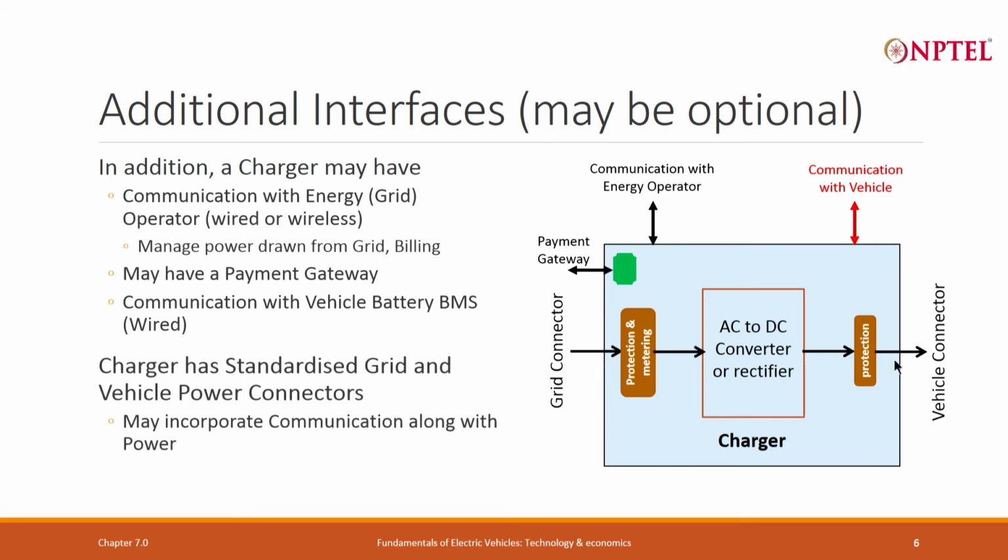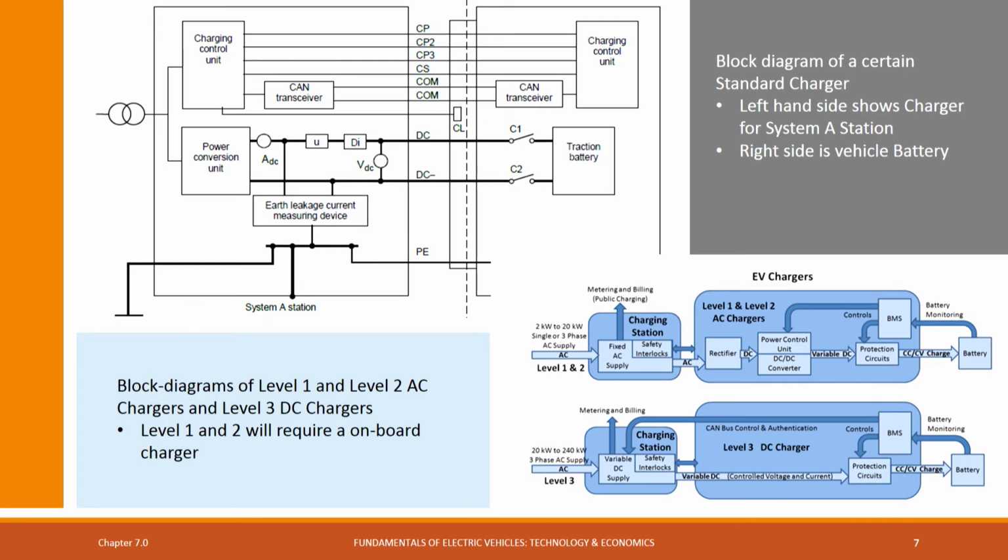And so, there is a grid connector and there is a vehicle connector. Normally, the communication with the vehicle goes through the vehicle connector. This is the power, this is communication, the two can be integrated. Okay, this is what a full charger looks like. Well, this is a block diagram showing the same charger.